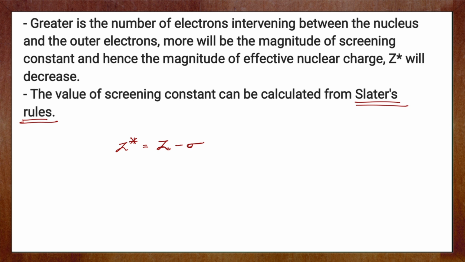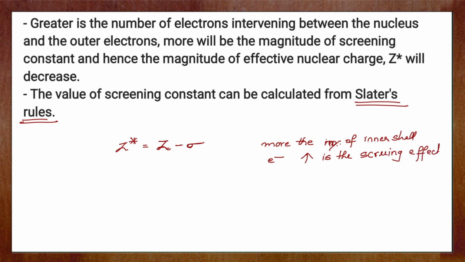Now, if there are more inner shell electrons, then the screening effect will be more, right? The greater the number of inner shell electrons, the greater is the screening effect. So what will happen to the screening constant? The screening constant sigma increases if the inner shell electrons increase.